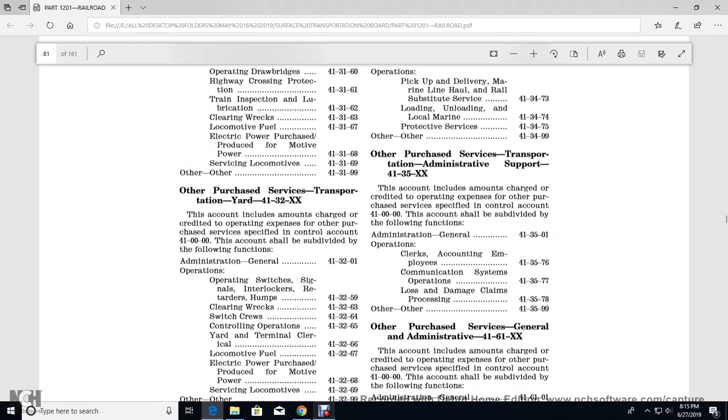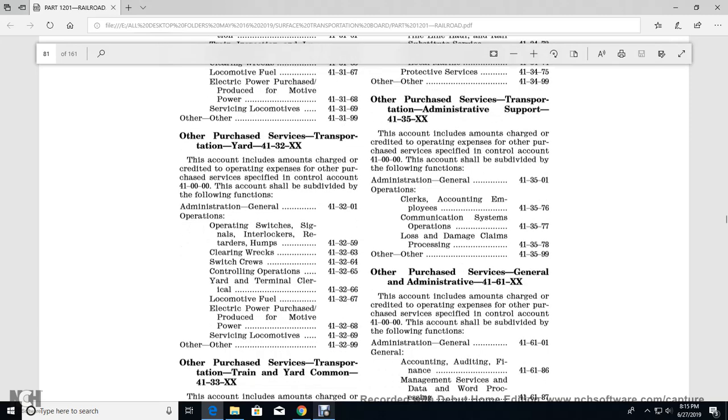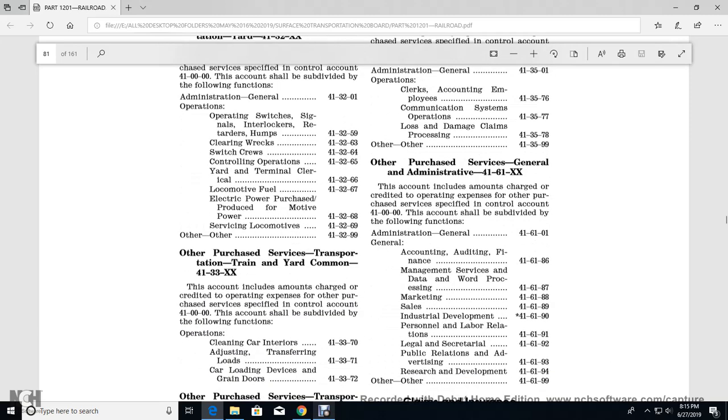Other purchased services, transportation yard, 4132 double X, include the amount charged to the credited operating expense, other purchased services specified in control account 4100. The account is subdivided by the following functions: administrative, general, operating of the switch, interlock, retarder of the humps, clearing of the wreck, switch crew, control operation yard terminal, clerical, locomotive fuel, electrical power, produce of the motive power and service and locomotives, other purchased services.